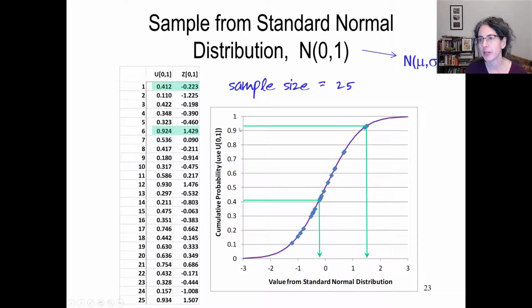This value here, the higher one of 0.924, comes over and down to about 1.429. So the rest of these blue values are the rest of these probabilities coming over to the curve and down. So this last column is 25 values from the standard normal distribution.